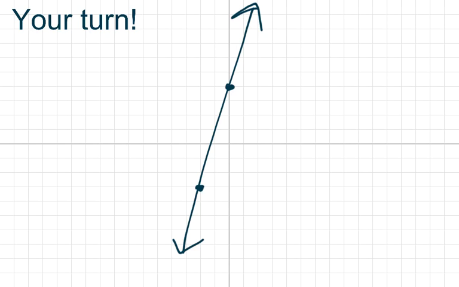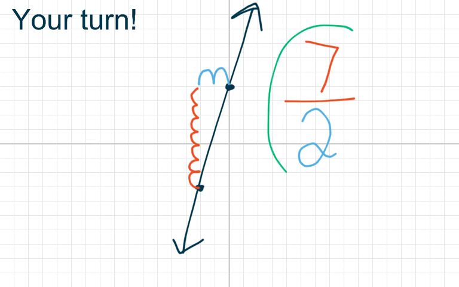Your turn. Here's one for you to try. And let's see how you did. 1, 2, 3, 4, 5, 6, 7. And then our run, 2. Did you get 7/2? 7 over 2?